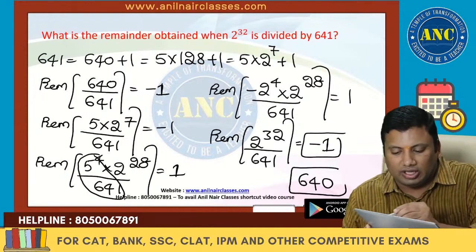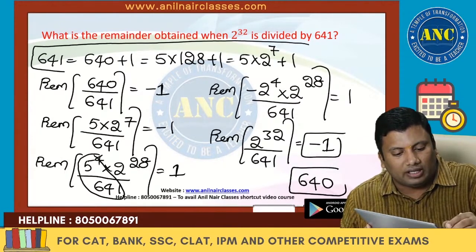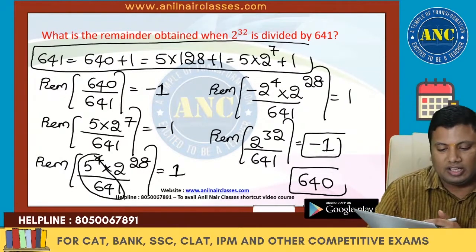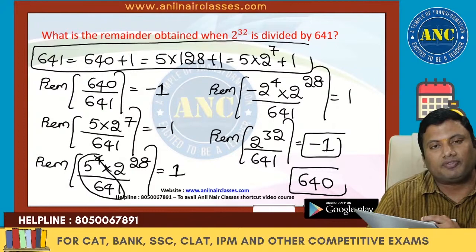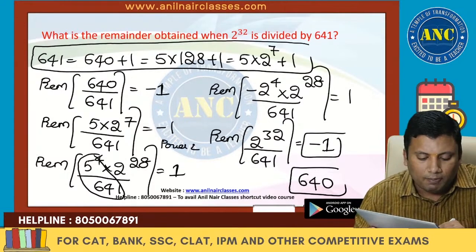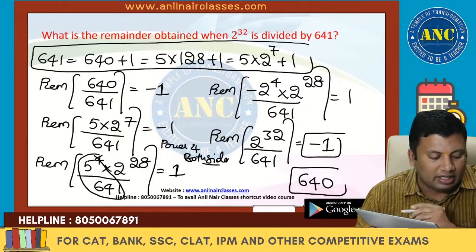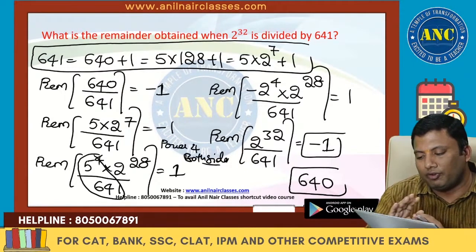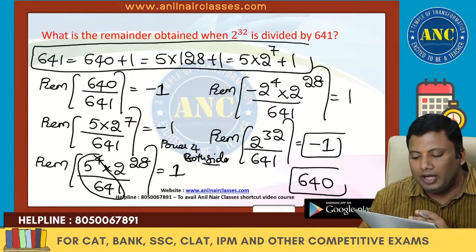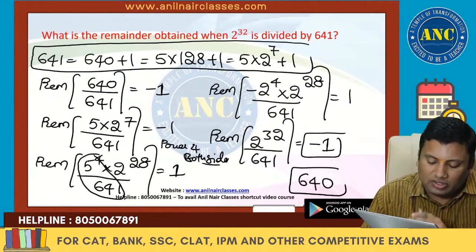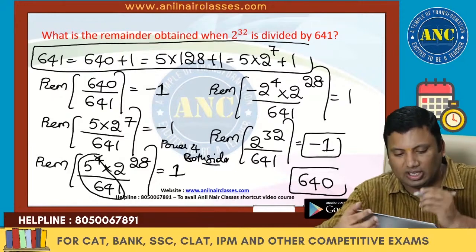641 is nothing but 5 into 128 plus 1. So 640 divided by 641 is minus 1, and 640 is 5 into 2 power 7. So I did power 4 on both the sides: 5 power 4 into 2 power 28. 625 divided by 641 is minus 2 power 4. If I multiply, 2 power 32 divided by 641 is minus 1. So minus 1 is nothing but the positive remainder 640.